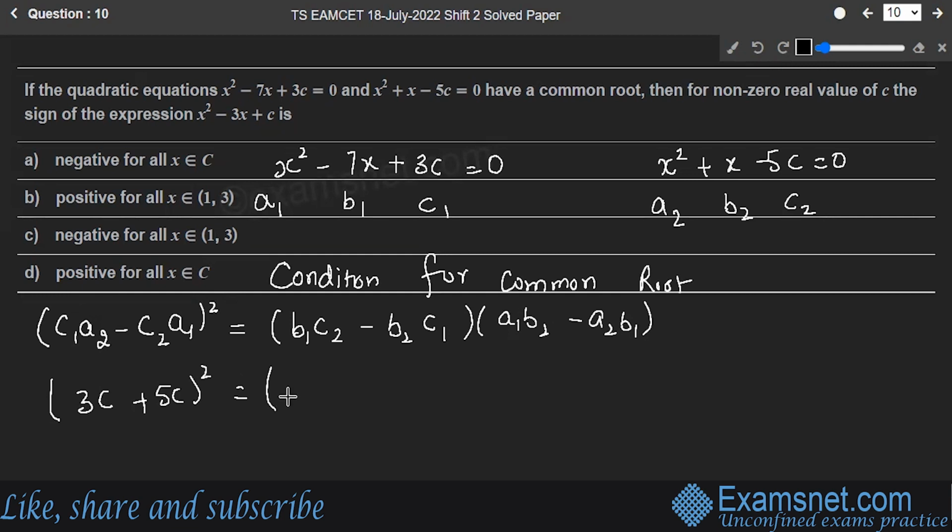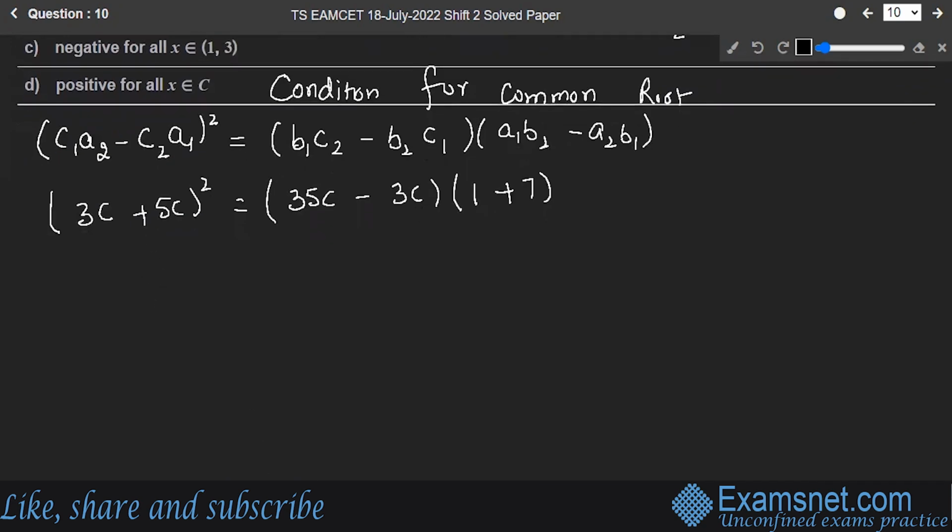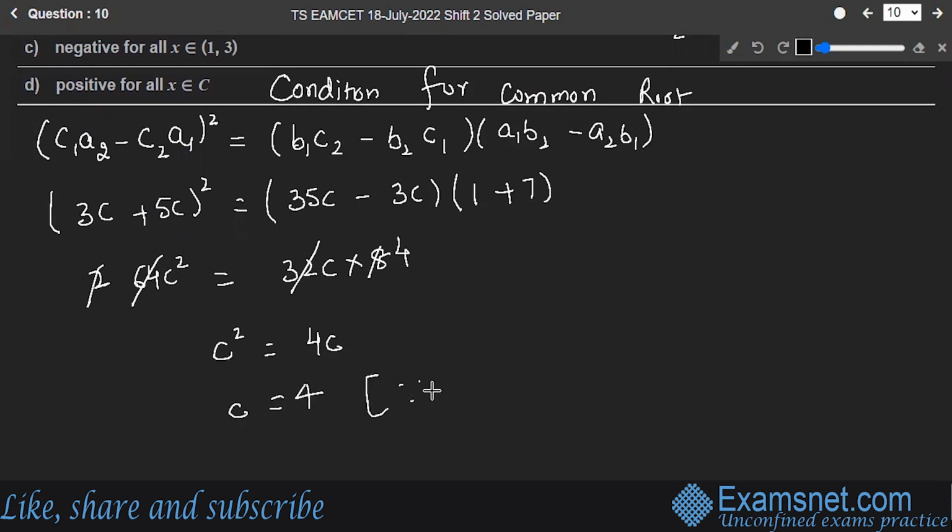Next, B1 is minus 7, C2 is minus 5C. This gives you 35C minus 1 into 3C, which is 3C, and 1 into 1 minus 1 into minus 7. This will be plus 7. Okay, this gives you 64C square is equal to 32C into 8. This will cancel at 2 and this will cancel at 4, which gives you C square is equal to 4C, or C is equal to 4. Why? Because C is not equal to 0, right?